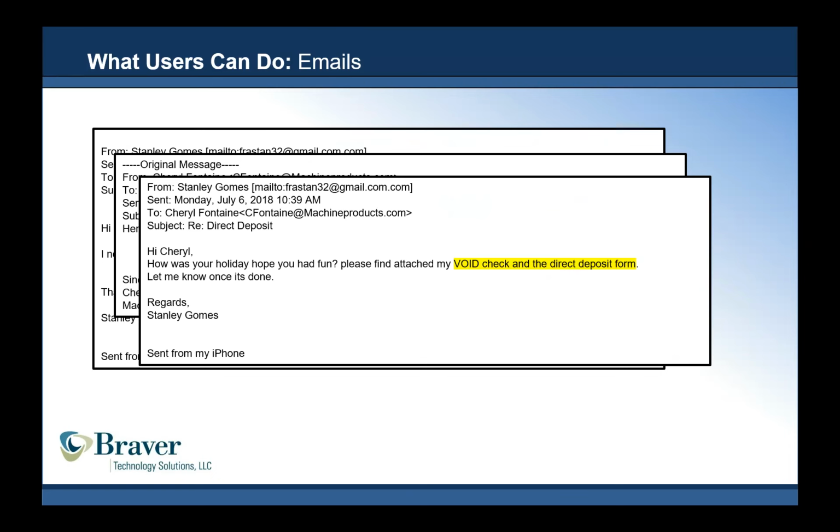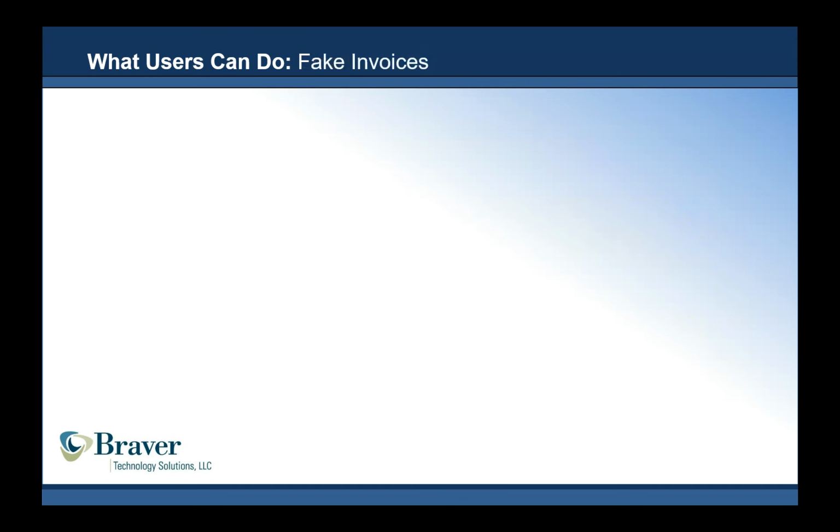Guess what? In this case, they sent the form back. They sent the voided check back. They sent everything back that needed to be done. And lo and behold, money got forwarded to a totally different bank account instead of the payroll company. Fake invoices.